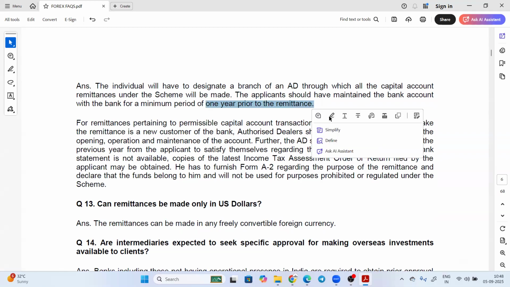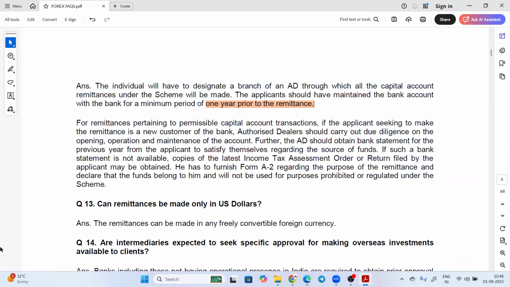Okay, so prior to remittance, if anybody is doing the foreign remittance, his account should be 1 year old. And that individual has to designate the AD branch. He has to see which AD will do his transaction. Because what is happening is that suppose any bank is there, SBI or any other bank, they have designated AD branches from where the transaction will be done. So that branch you have to designate where your transaction can be done.